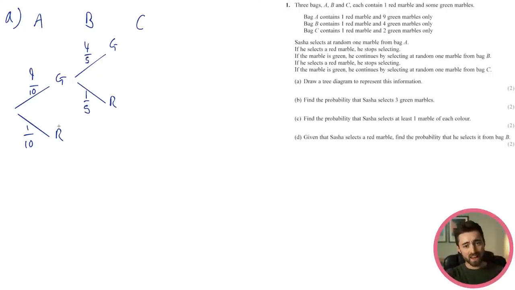But on bag A, if I get a red, then what happens? Well, nothing, right? He stops. He stops if he gets a red. So I actually don't have to do anything here, which is sweet. It just ends there, essentially.